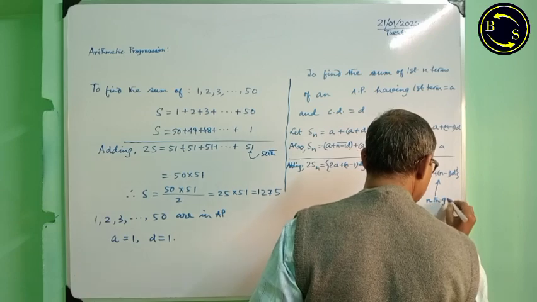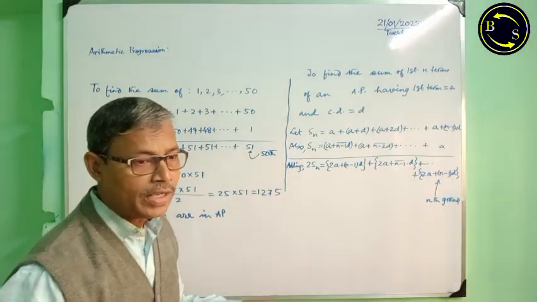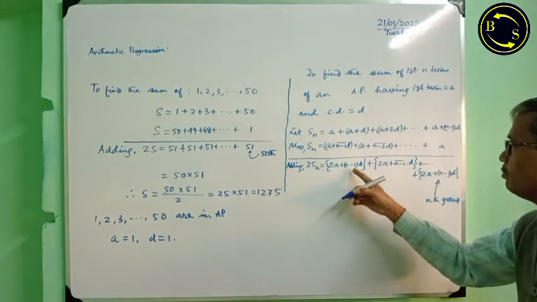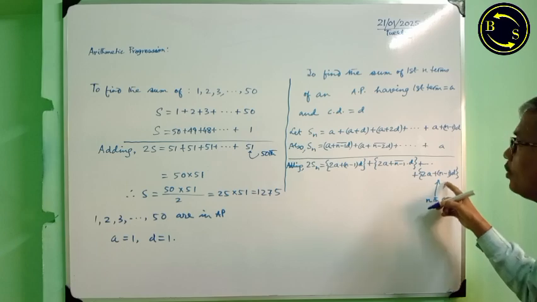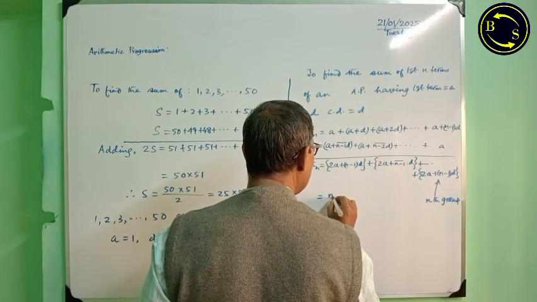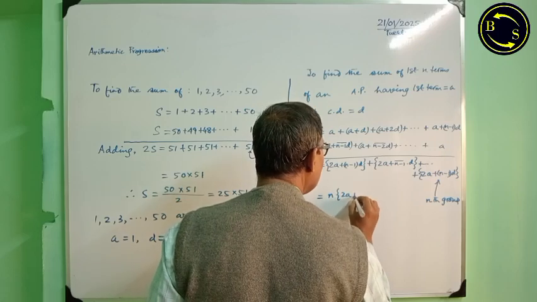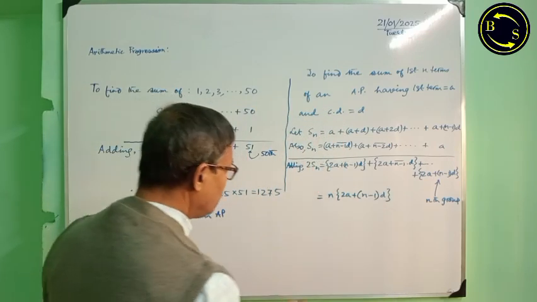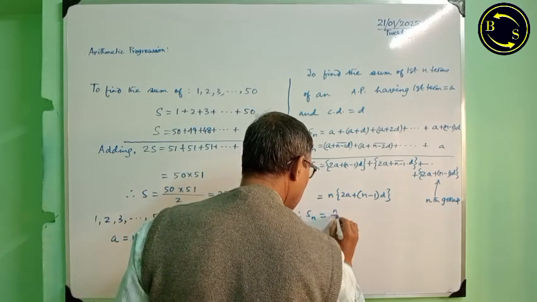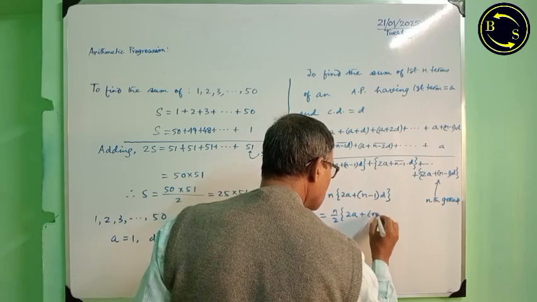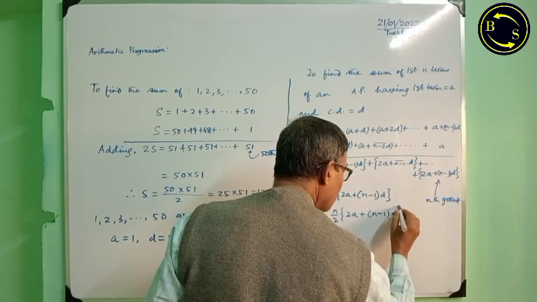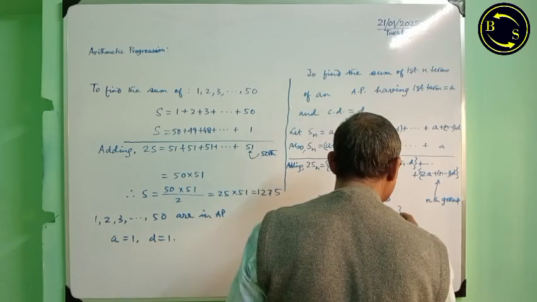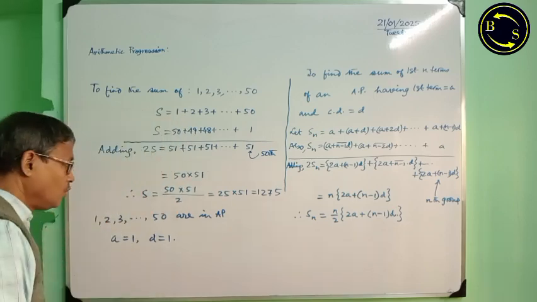This is the nth group. We find all sums of each column are the same, and each is 2a plus n minus 1 whole into d, and there are n groups. Therefore, the sum will be n into within brackets 2a plus n minus 1 whole into d. Therefore, Sn is equal to n by 2 into 2a plus n minus 1 whole into d. This is the second formula.